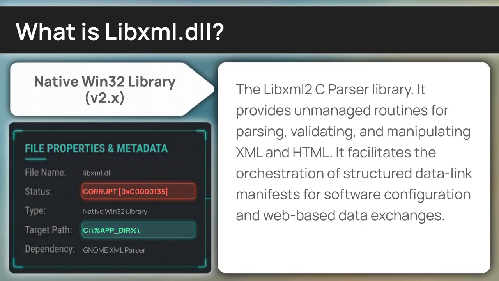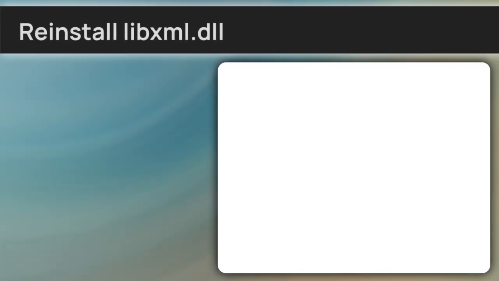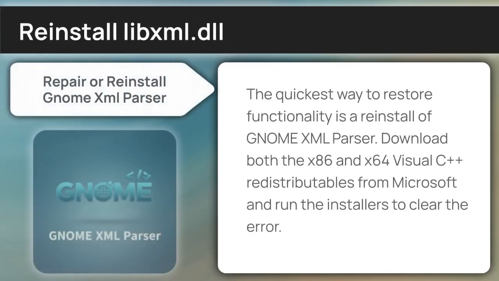Now that you have the context, let's move into the repair process with a fresh installation. The quickest way to restore functionality is a reinstall of GNOME XML Parser. Download both the x86 and x64 Visual C++ redistributables from Microsoft and run the installers to clear the error.